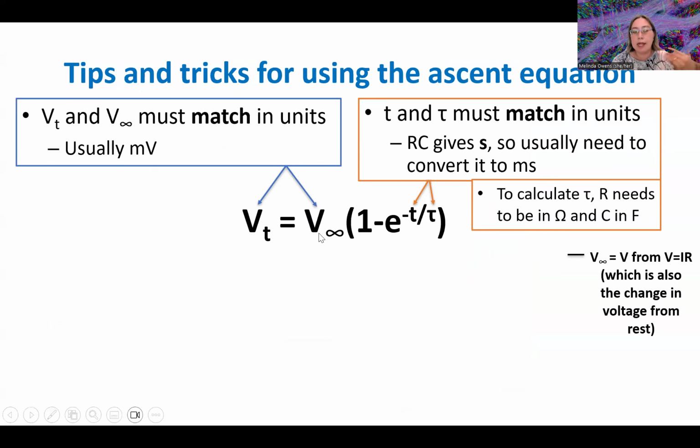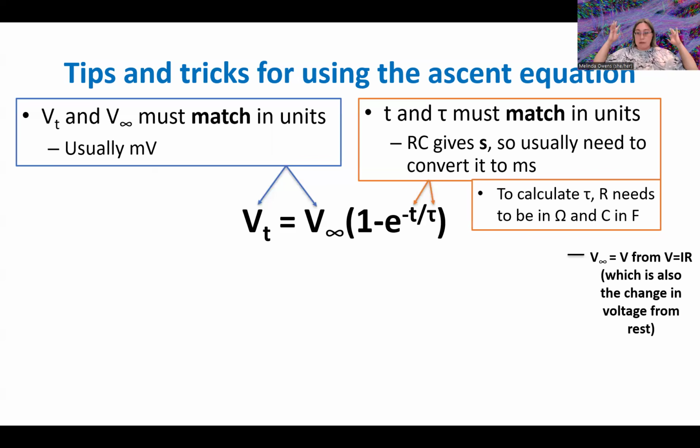Okay. And also conversely, that means that if you're calculating VT and the V infinity is in millivolts, you will also naturally get the VT out in millivolts. Time and tau also need to match in units. It's very popular for the time to be in milliseconds. But the problem here is that if you multiply R and C together, that will usually give you seconds. And so again, it doesn't matter which one you convert, but they have to match.